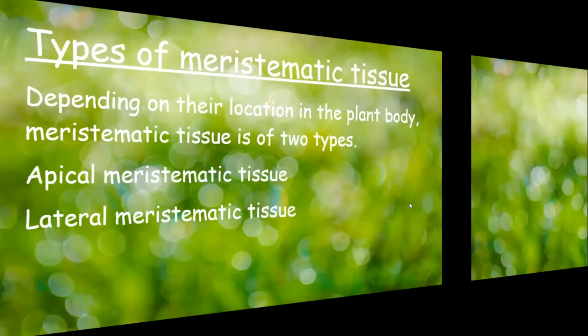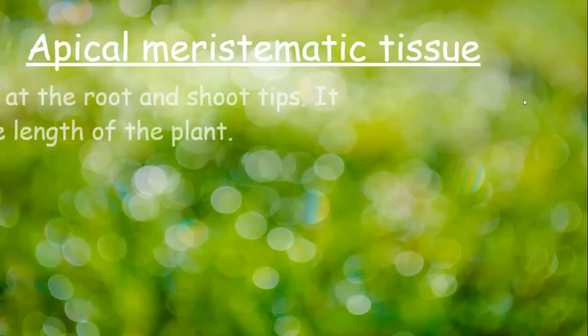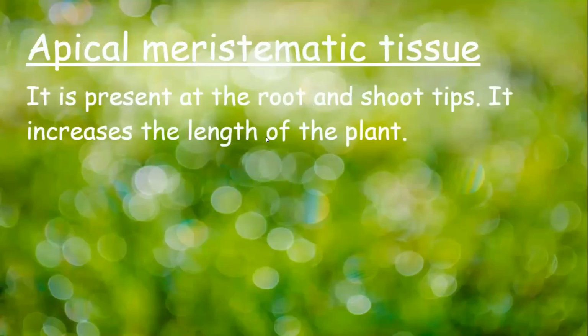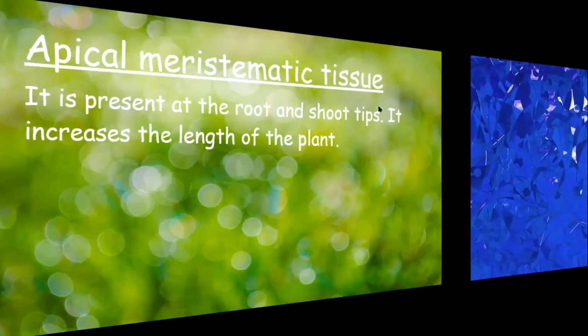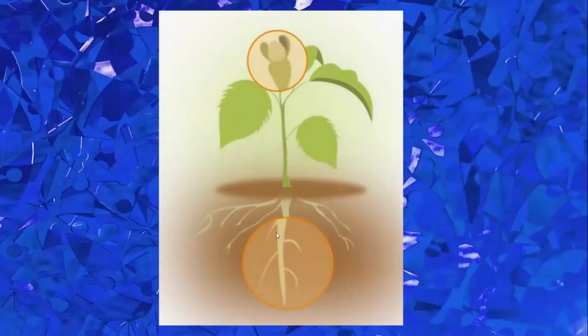Now we will talk about apical meristematic tissue in detail. It is present at the root and shoot tip. It increases the length of the plant. So in this image, you can see the apical meristematic tissue, which is found at the growing parts of the plant, that is the root and shoot tips.